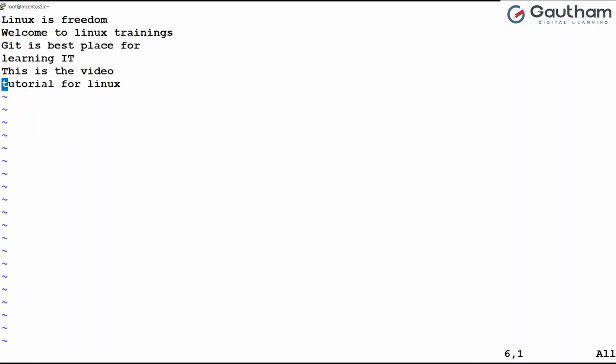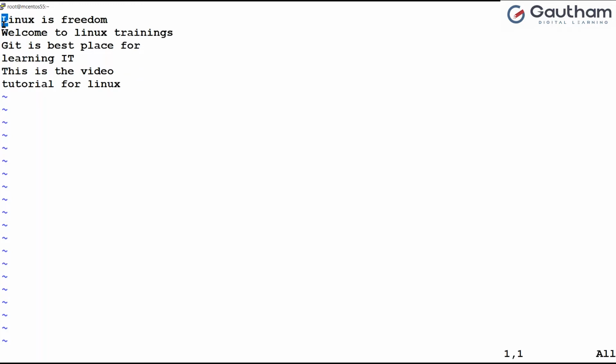So let's come back and try 2 times small g. It will take you to the beginning. Shift G will bring you to the bottom. 2 times small g will bring you to the beginning. This is the way you can go to the top, or from the top you can come to the bottom.